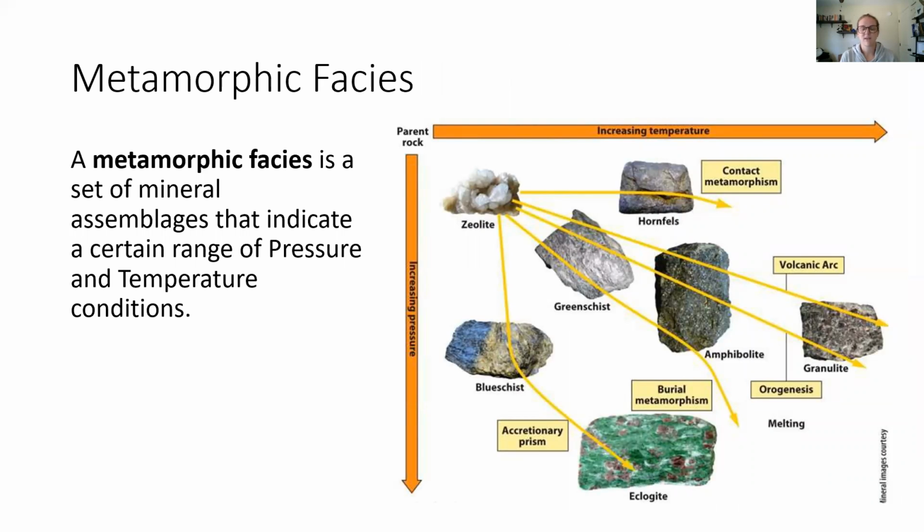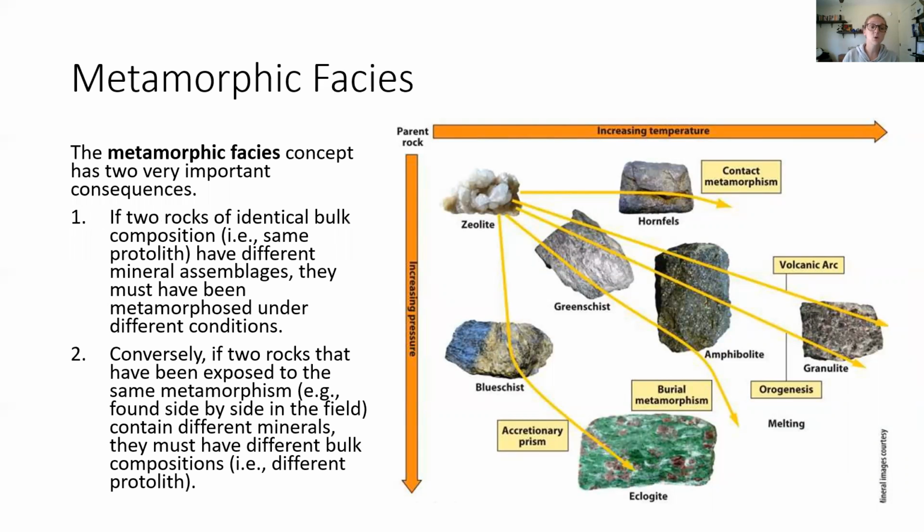So this brings us to a metamorphic facies, and this is a set of mineral assemblages that indicate a certain range of pressure and temperature conditions. Right? So we take what we see in a single rock and think about, well, what all rocks are there, right? What are all of the different mineral assemblages we see together? So for example, this metamorphic facies has two important consequences. If two rocks of identical bulk composition, so for example, they have the same protolith, they have all of the same atoms in them, have different mineral assemblages, they must have metamorphosed under different conditions.